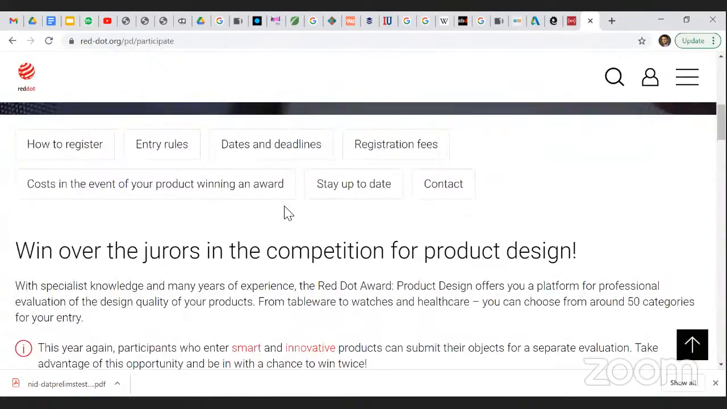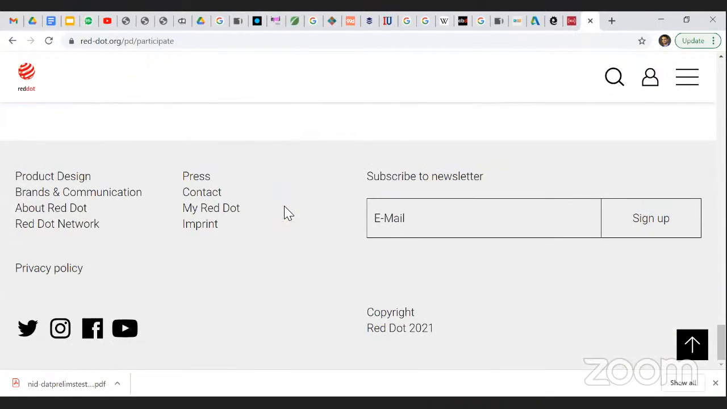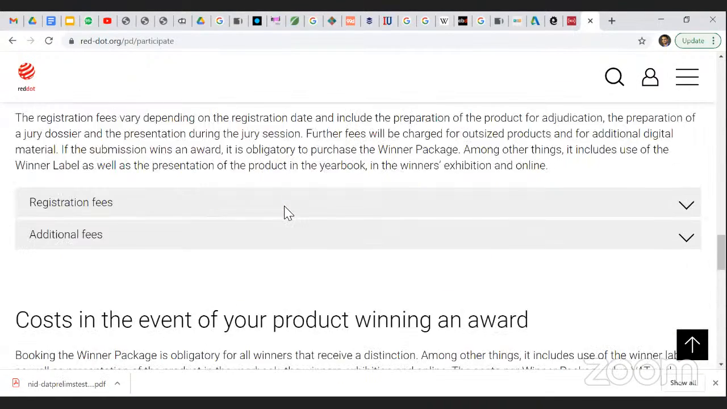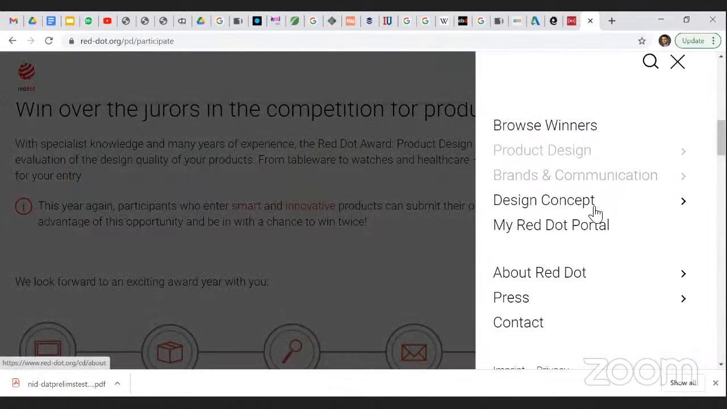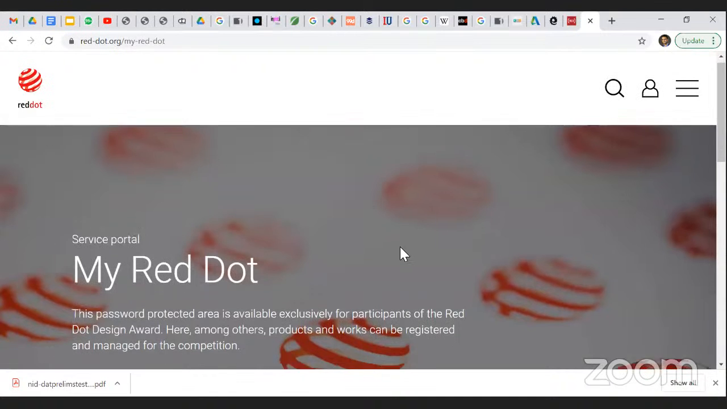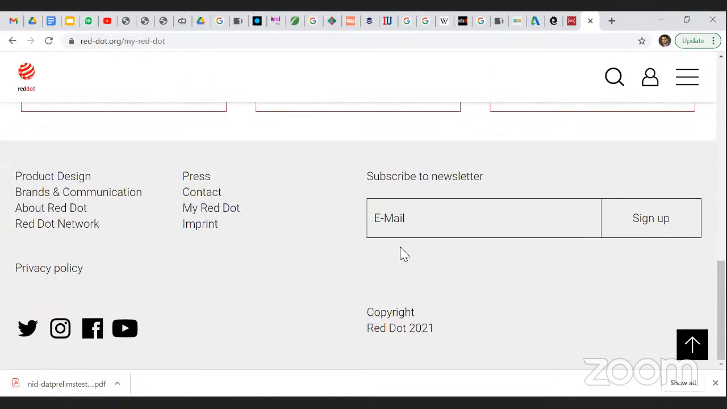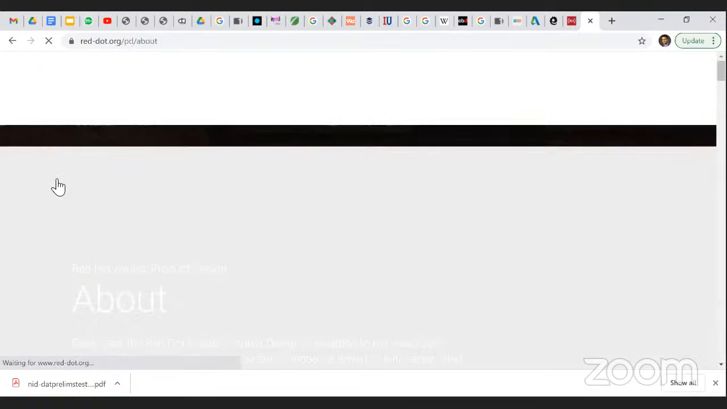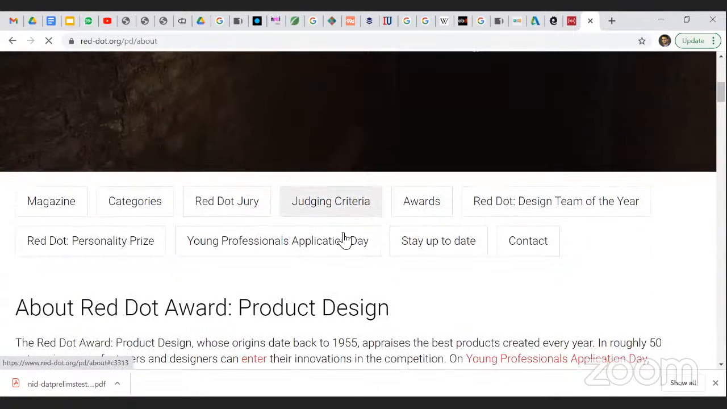So for example, of course, they are showing the upcoming stuff, but you can also go through their previous awards. And even here you can find design concepts. So we'd just like to show a couple of their previous winners.